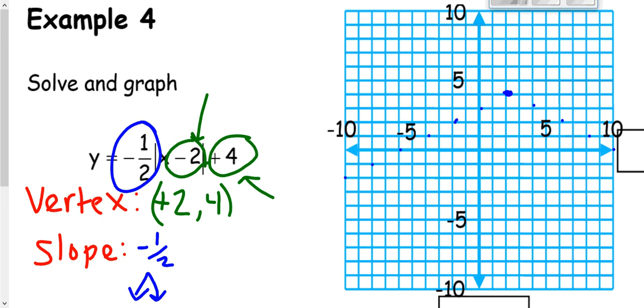So I have my dots, and now let's put our lines. And there you have it. And so that's how we graph absolute value functions. Go ahead and try your practice.